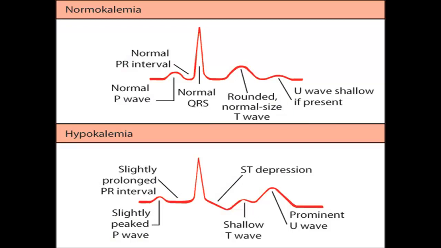The EKG change we see in hypokalemia is going to be a shallow, flattened out T wave. We may also see an additional wave on our EKG that's called a U wave. You're going to get into analyzing EKGs in more detail later on in your program.